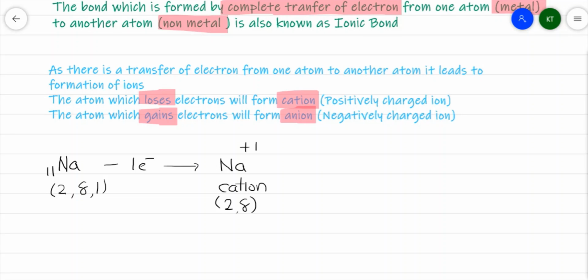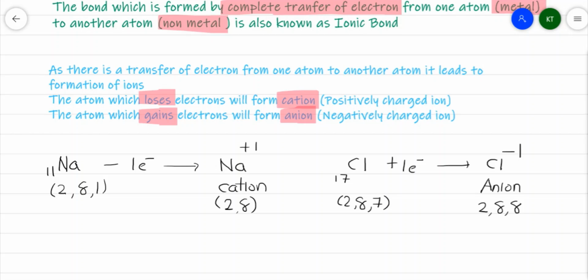Whereas in the case of an anion, let me take one example, that is chlorine. Atomic number 17, electronic configuration 2, 8, 7. It will gain an electron and get converted into a negatively charged chloride ion and attain the stable electronic configuration of the nearest zero group element, that is argon. So it results in the formation of a negatively charged ion, that is called an anion.